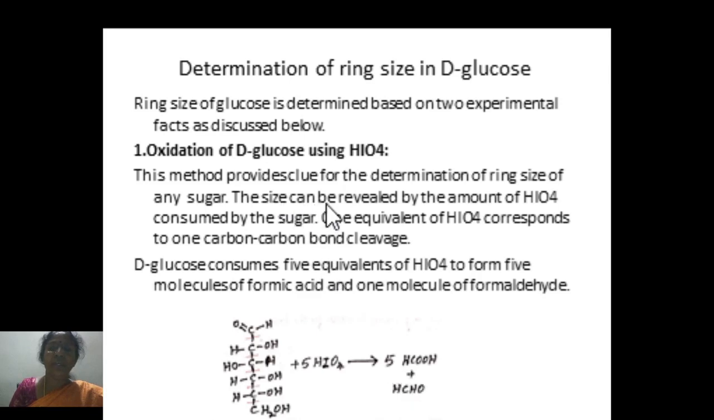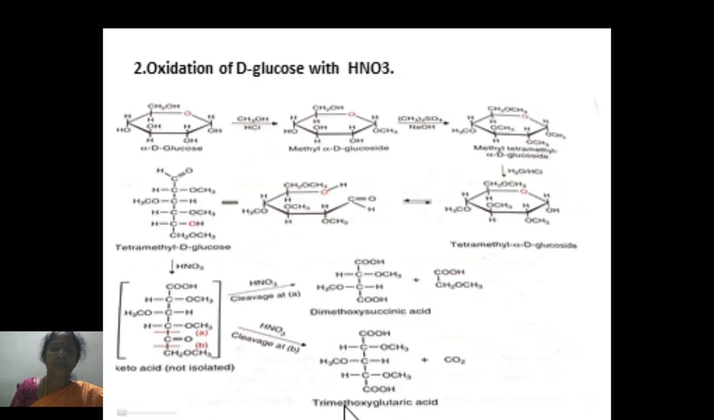Usually, the size can be revealed by the amount of HIO4 consumed by the sugar. One equivalent of HIO4 corresponds to 1 carbon-carbon bond cleavage. Since this glucose requires 5 HIO4 molecules, one can easily say that it contains 6 carbons. It is a 6-membered ring.